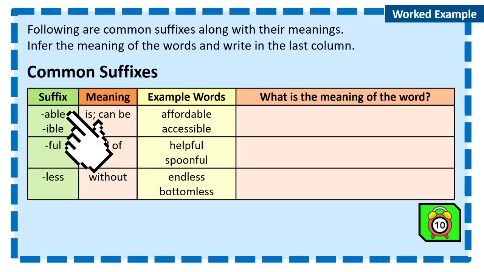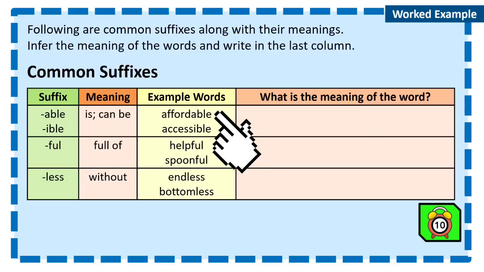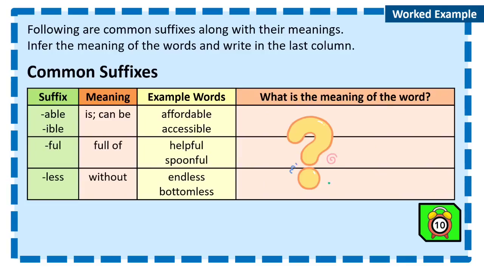the suffix able, which means is or can be. Example, affordable. So what is the meaning of the word affordable? So I have here can be afforded. It's time for you to do it with the words accessible, helpful, spoonful, endless, and bottomless.